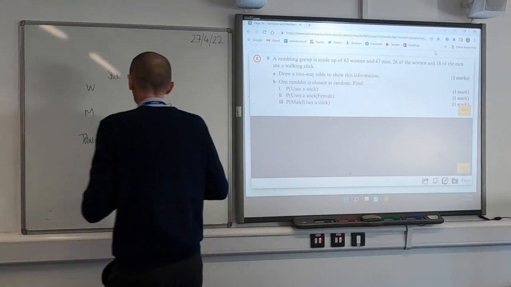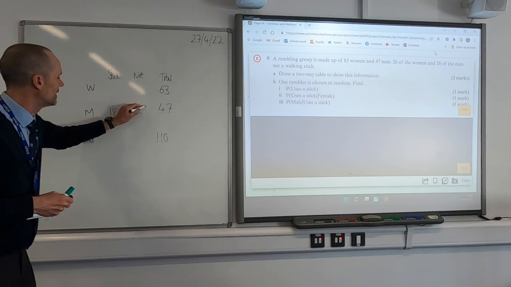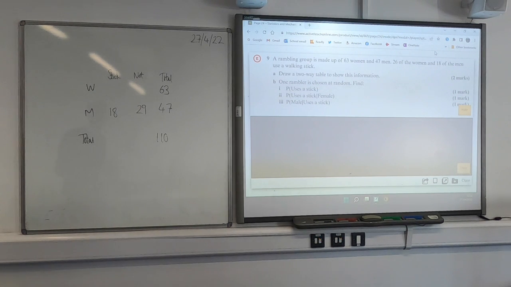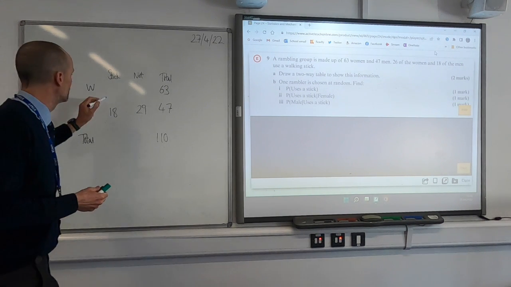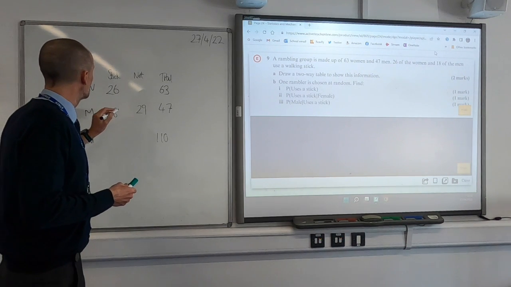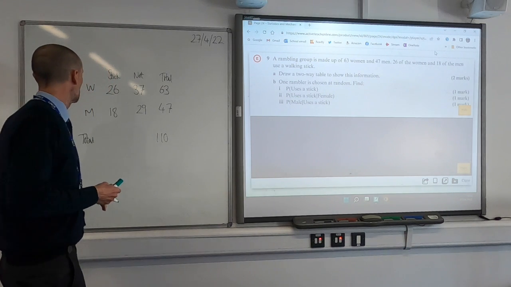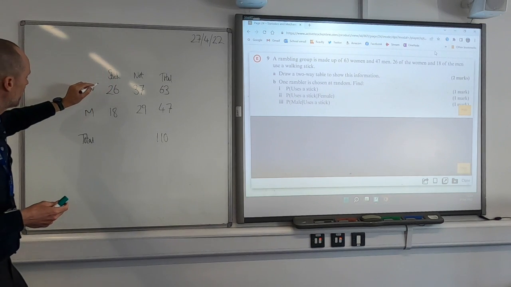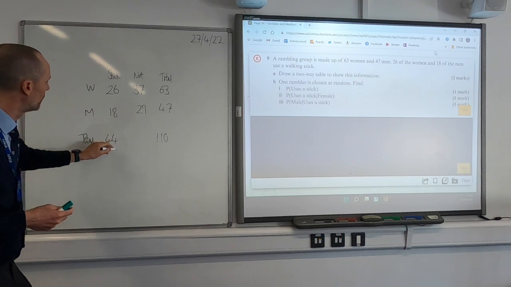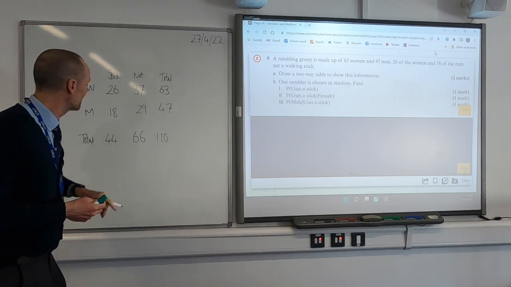And 18 of the men use a walking stick, so that means 29 don't. And 26 of the women do, so that is 37. And so that means we've got 44 there and 66 there.